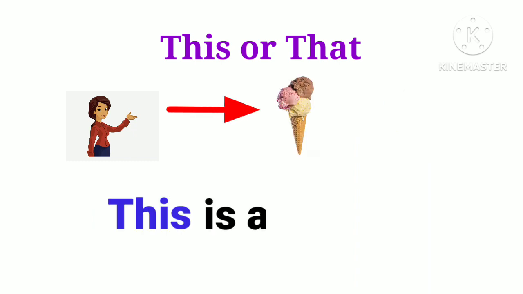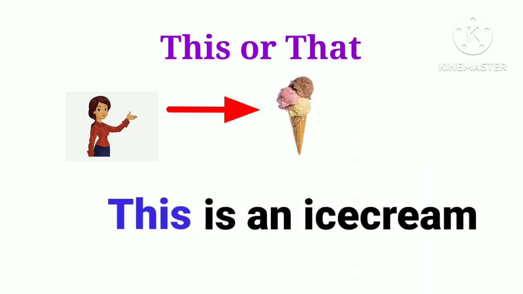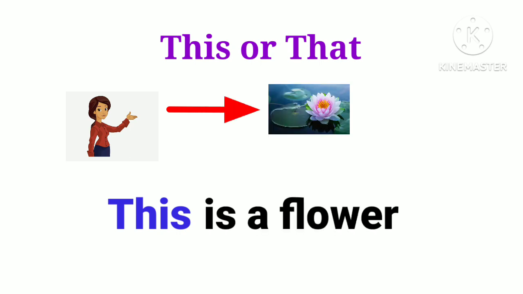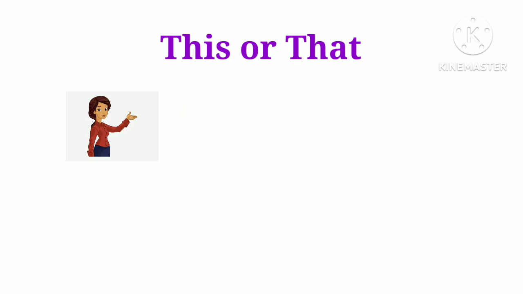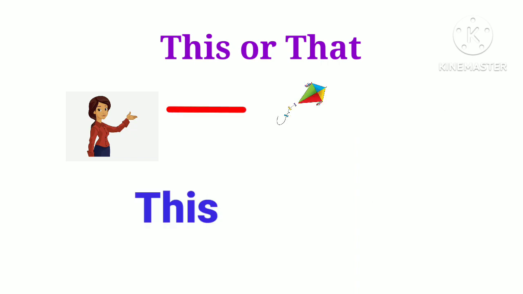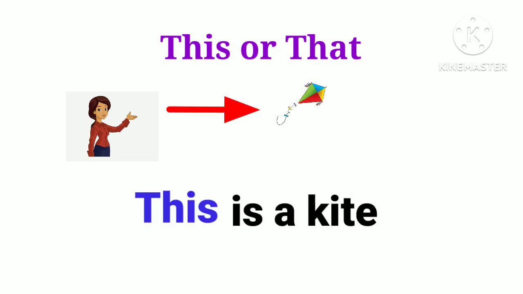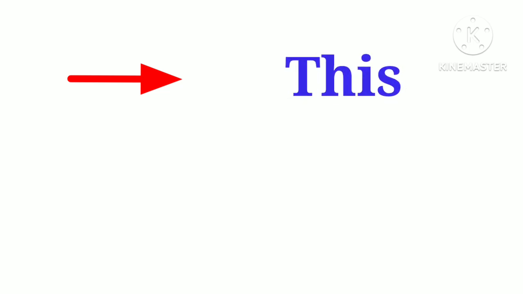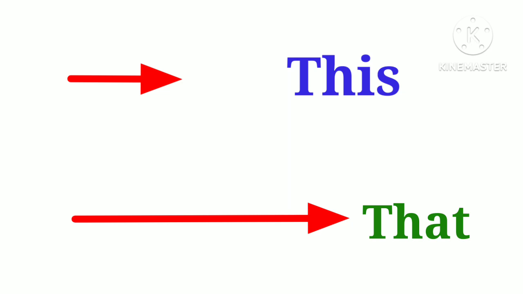This is an ice cream. This is a flower. That is a sun. This is a kite. I hope you understand where do we use this and where do we use that.